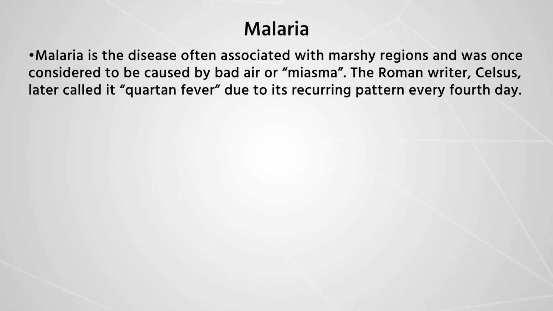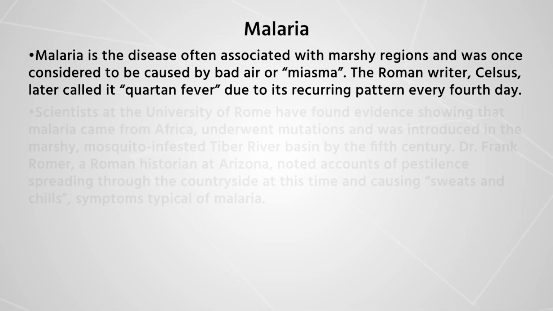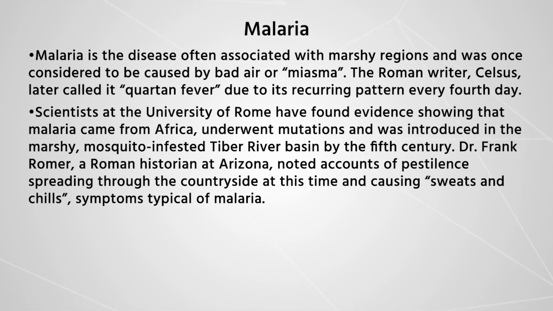Let's talk about malaria. Malaria is a disease often associated with marshy regions and was once considered to be caused by bad air, or miasma. The Roman writer Celsus later called it quartan fever due to its recurring pattern every fourth day. Scientists at the University of Rome have found evidence showing that malaria came from Africa, underwent mutation and was introduced in the marshy and mosquito-infested Tiber River basin by the 5th century.